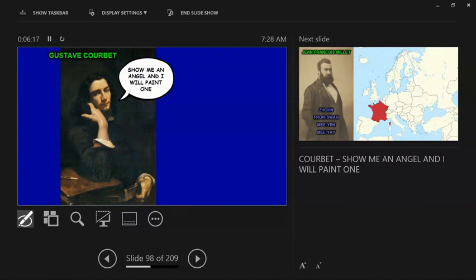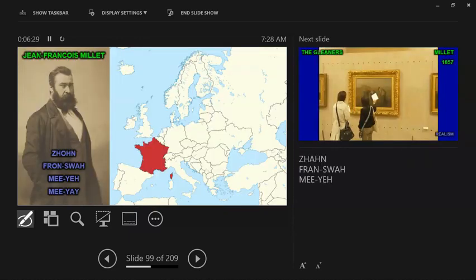So again, this represents the idea of realism, that they'll only do things that are real in the real world. All right, we're gonna move on to Millet, Jean-François Millet.